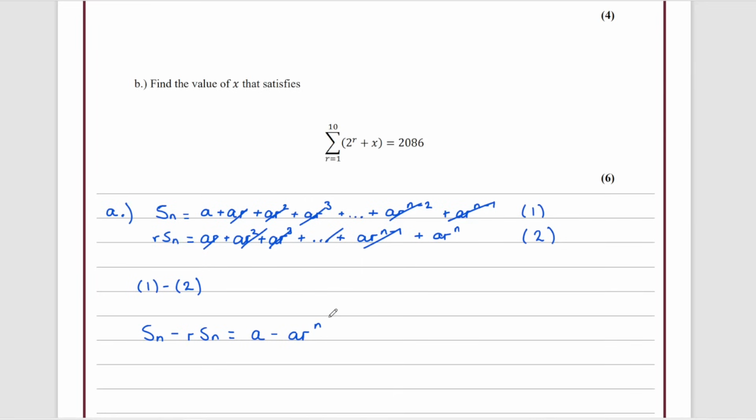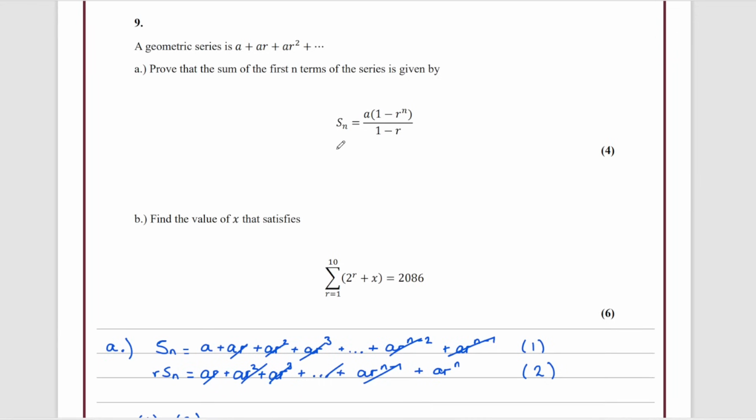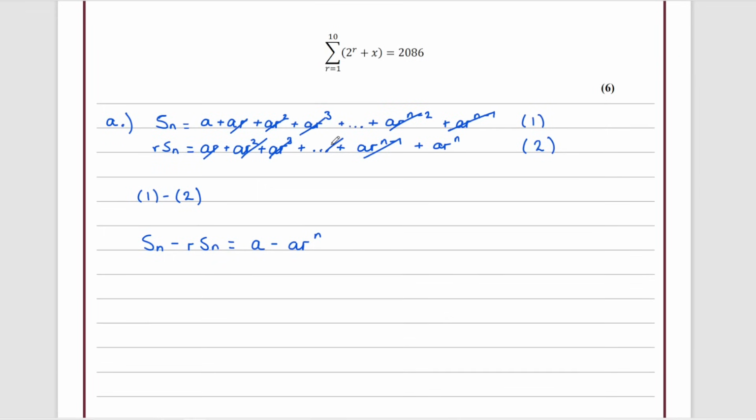Now we're not quite where we need to be here. If we just take a moment to look at what we want, Sn equals A lots of 1 minus r to the power of n, all over 1 minus r. So how do we get something that looks like that? You might notice straight away that we can factorize both on the left-hand side and the right-hand side. On the left-hand side, we factor out Sn, and we get Sn lots of 1 minus r. And that is equal to A lots of 1 minus r to the power of n.